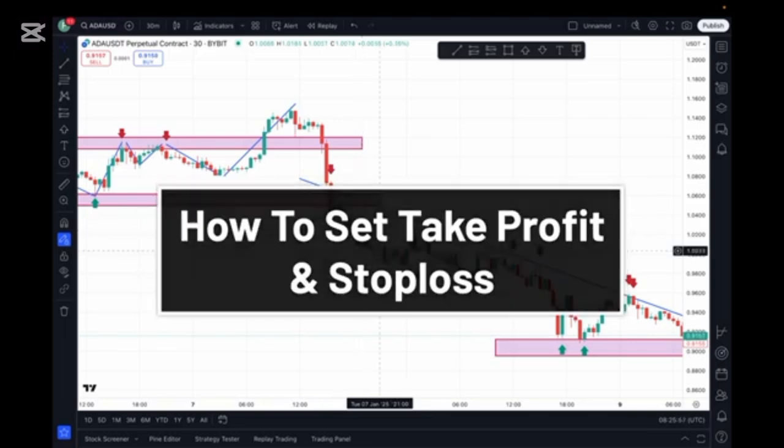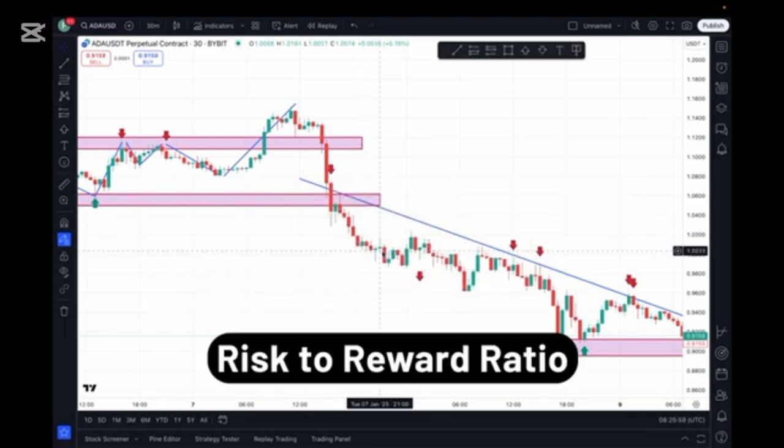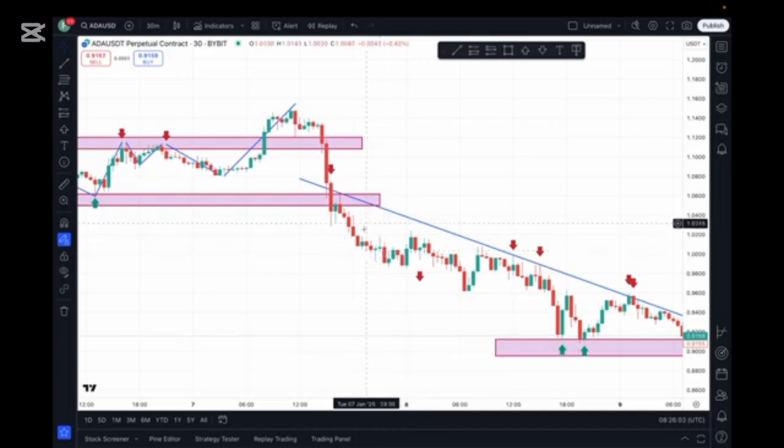Now, there are 3 ways to do that. The first one is to use a risk to reward ratio. What do I mean by that? Let's say I want to enter the trade, maybe after I've seen a breakout here, I now enter the trade at this point. So I just put in the projection tool. This is it right here. Just click on it.